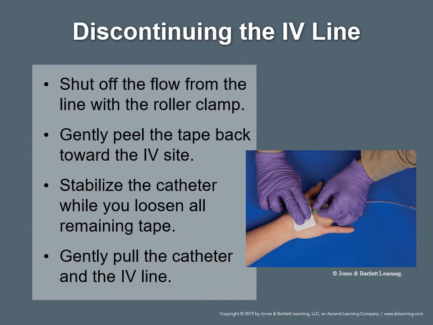Fold a 4" by 4" piece of gauze and place it over the site, holding it down while you pull back on the hub of the catheter. Gently pull the catheter and the IV line from the patient's vein while applying pressure to control bleeding.